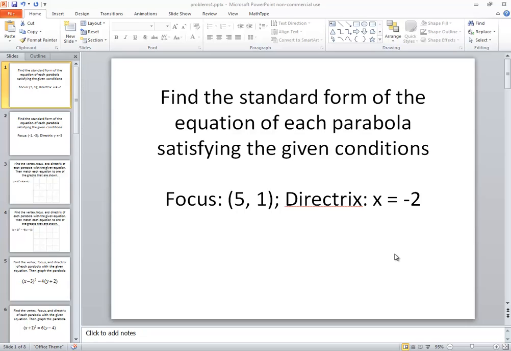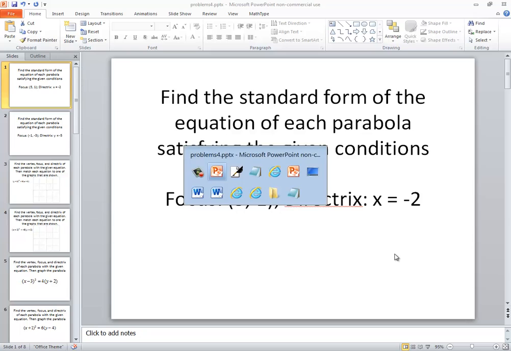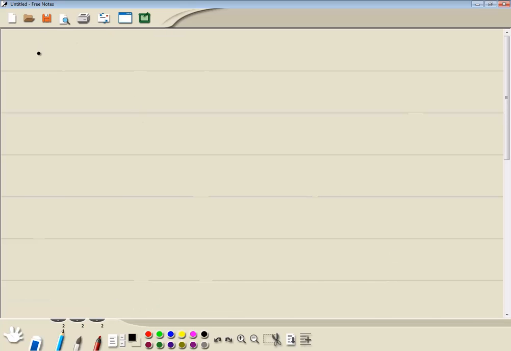In this problem, we want to find the standard form of the equation of each parabola satisfying the given conditions. So our focus is (5, 1). And our directrix is x equals -2.